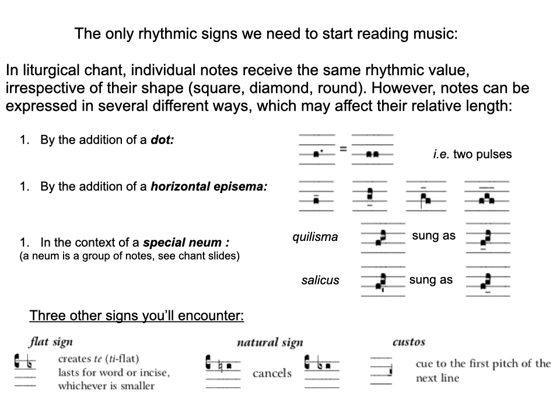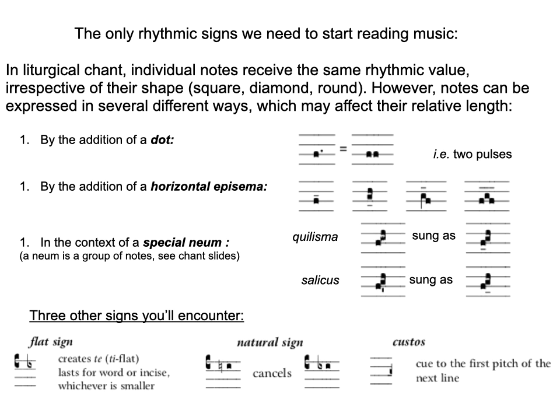So the only rhythmic signs we will need to start reading music in this curriculum are the chant signs. In liturgical chant, individual notes receive the same rhythmic values, irrespective of their shape, whether they're square, diamond, or round. However, notes can be expressed in different ways, which may affect their relative length. So if we add a dot, then we have 2 pulses. So instead of Do, it says Do. Same thing when we add an episema, which is a little line. It becomes 2 pulses instead of just 1.